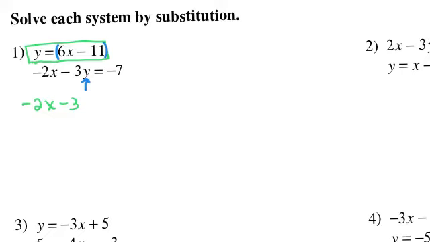So the next thing I want to do is rewrite this expression, stop, and put the expression in here, and then continue on with the rest of the second equation. So we're saying negative 2x minus 3y, and y is 6x minus 11, is equal to negative 7. So now that everything is in terms of x, therefore, now I can solve for x.